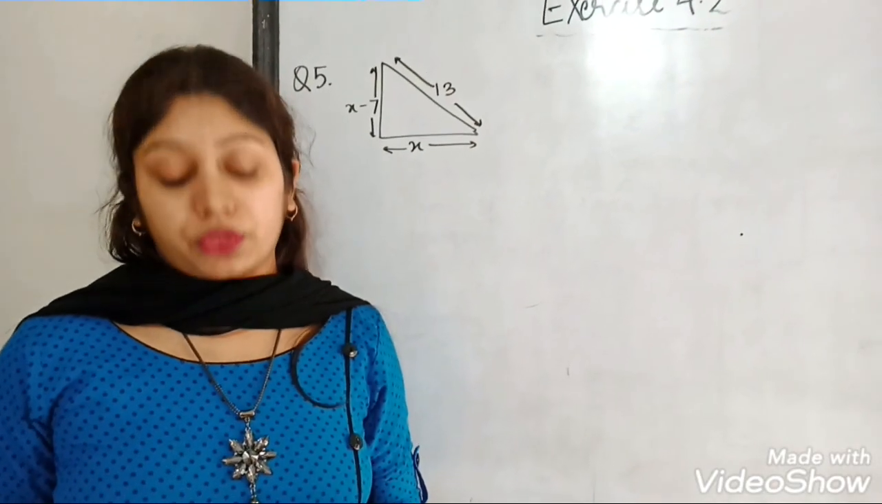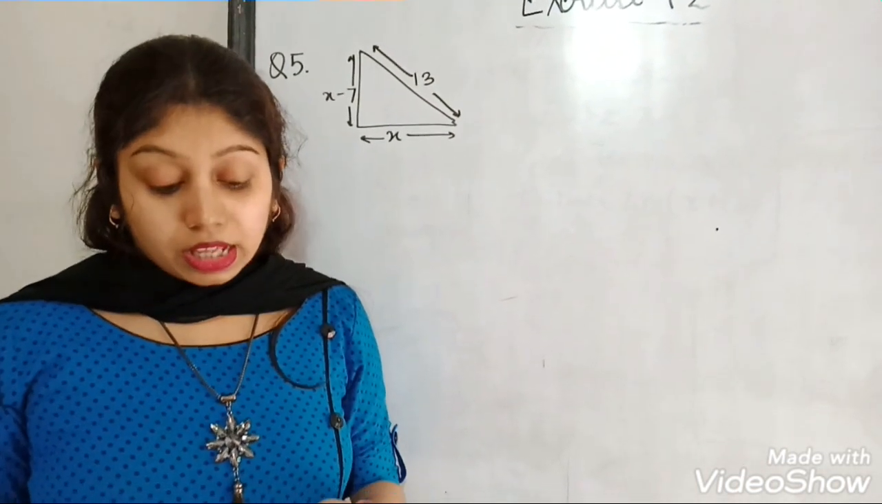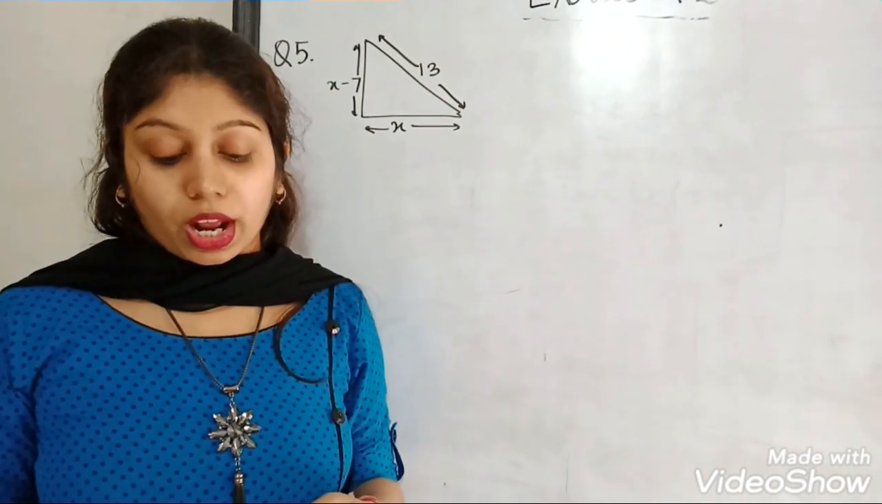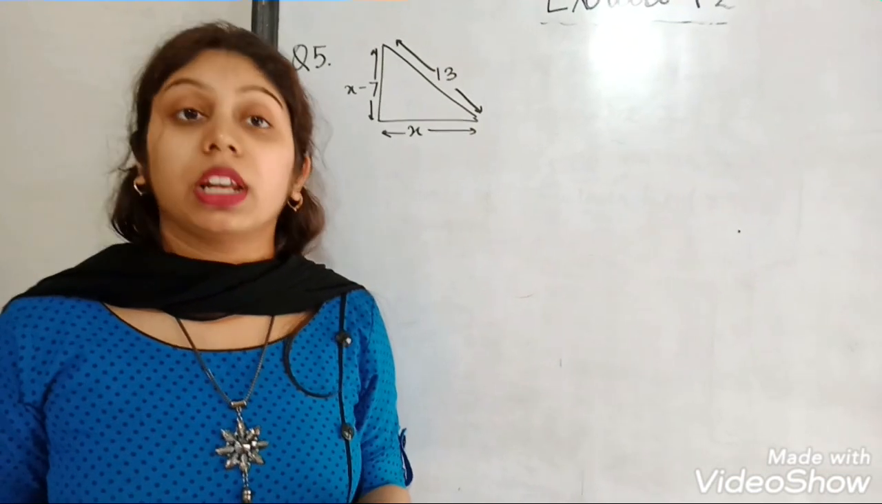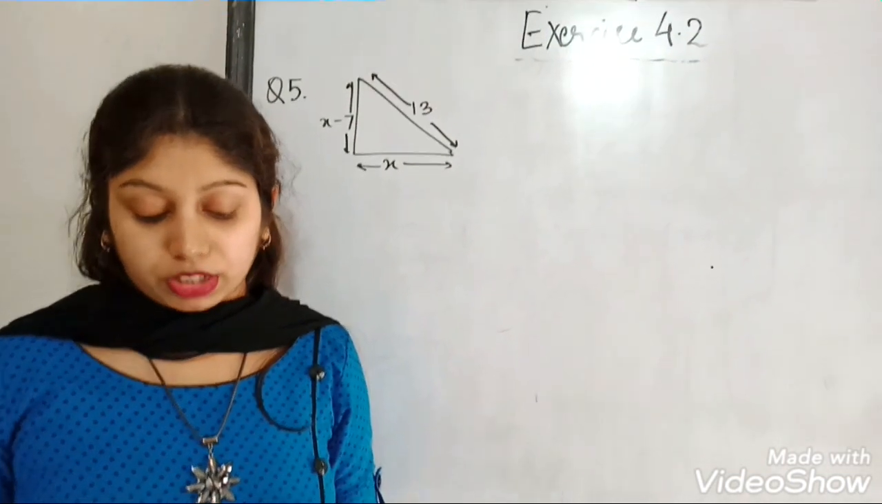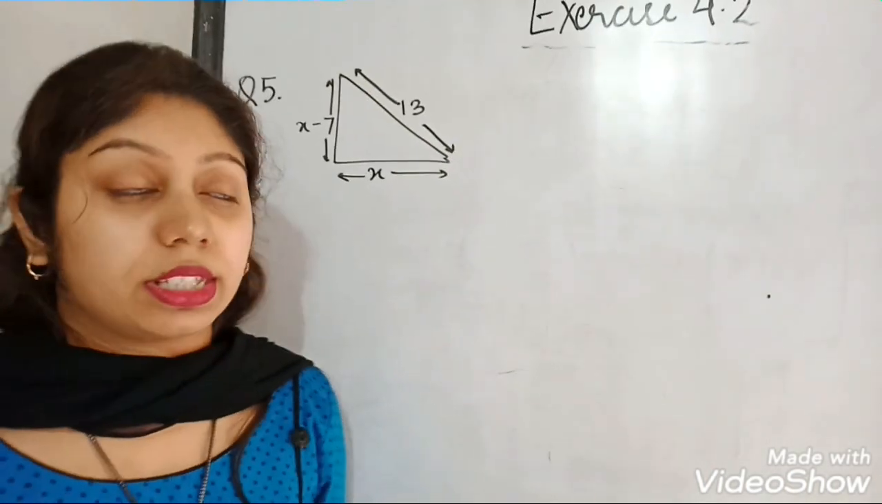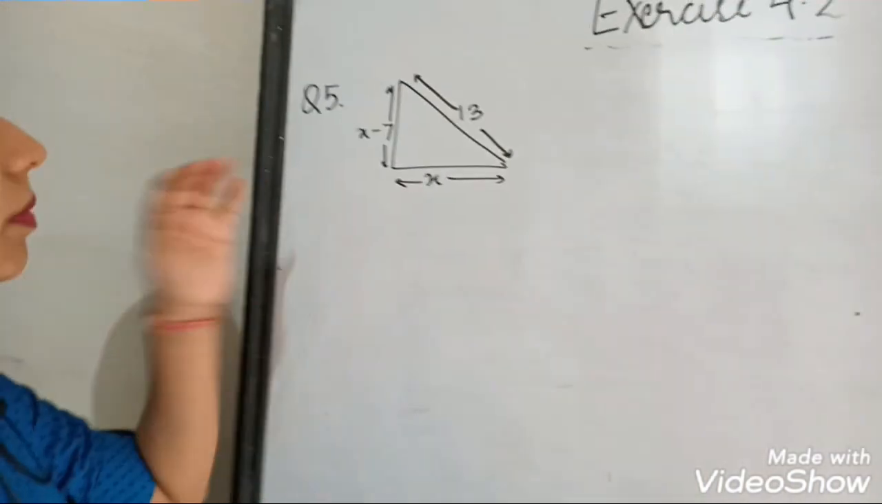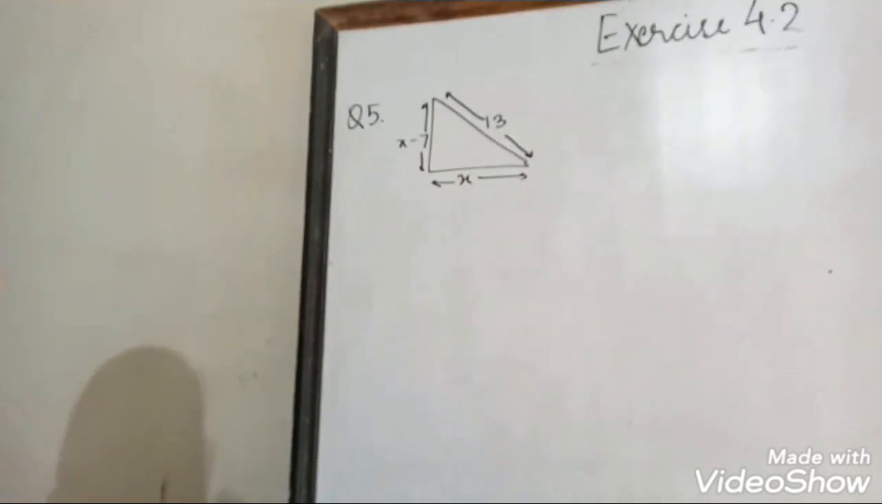Let us begin with the fifth question. It says the altitude of a right triangle is 7 cm less than its base. If the hypotenuse is 13 cm, find the other two sides. Let us understand this problem, this question diagrammatically.